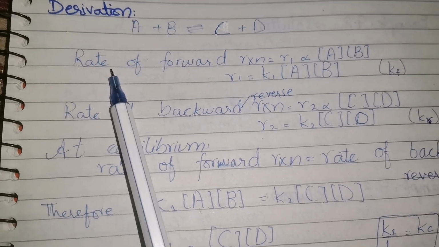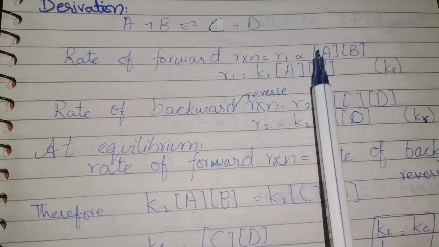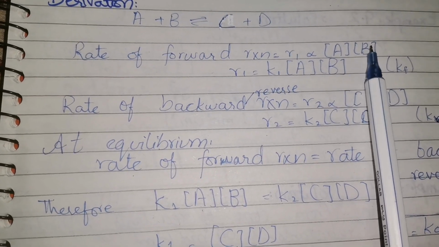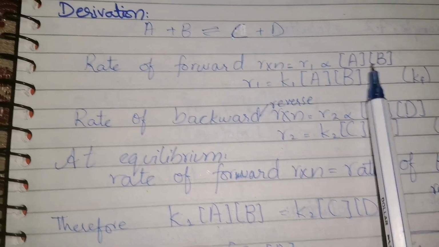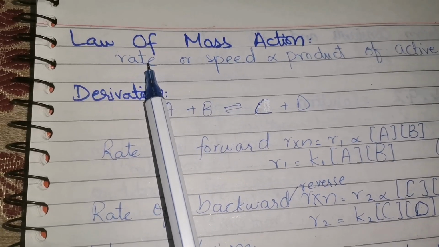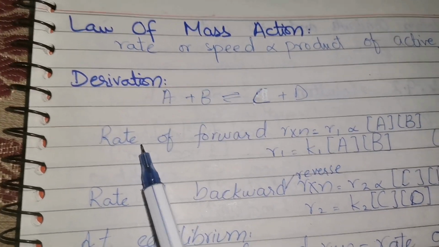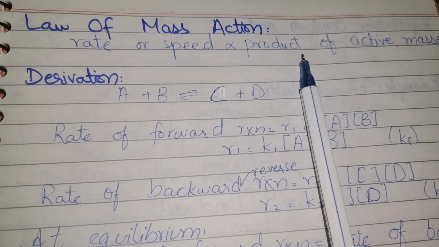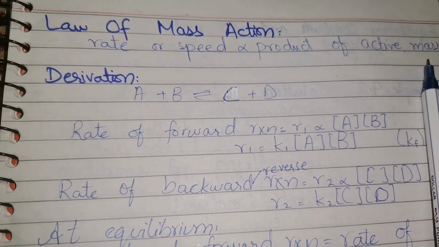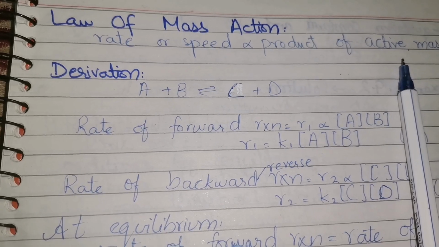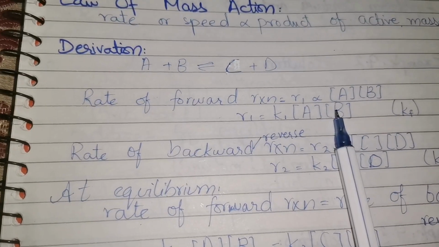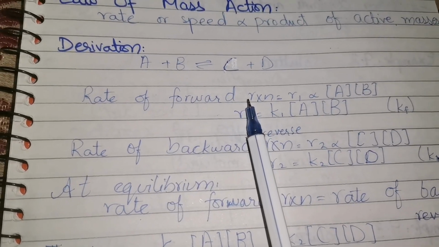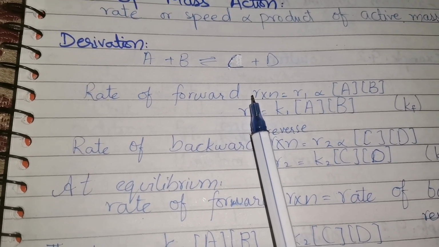Now see here, the rate of forward reaction is directly proportional to the product of the masses of the reactants. So what does the law of mass action say? That the rate or speed of a reaction is directly proportional to the product of active masses. The masses which take part in the reaction. Which masses take part in the reaction when we go in the forward direction?